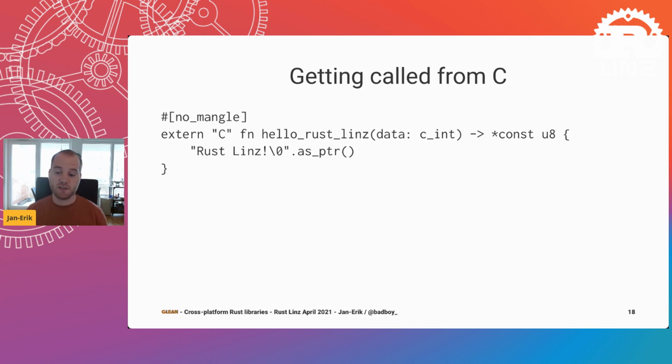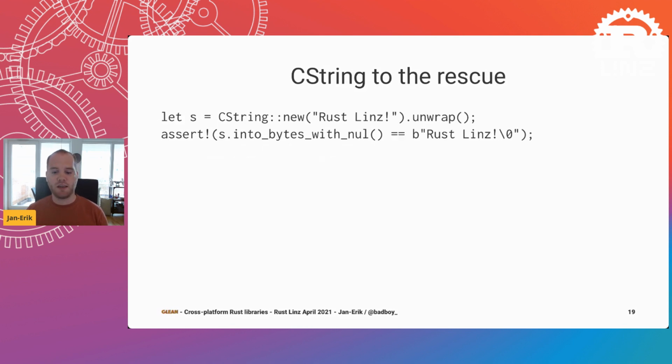And one thing you already see on this slide here is strings look vastly different in C-land than they do in Rust-land. Strings in C-land are really just a pointer to a byte buffer somewhere that's ended with a null byte. That's completely different from how it looks in Rust. Luckily, Rust makes it easy to work with strings that are coming from C or need to be returned to C. There's CString in the standard library.